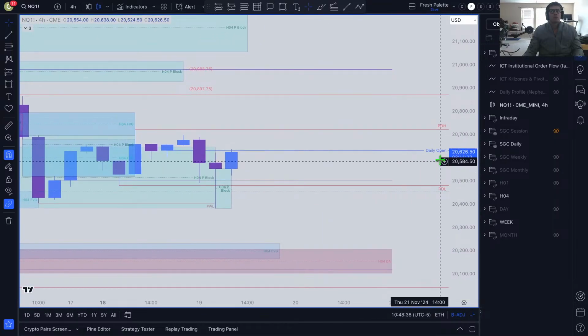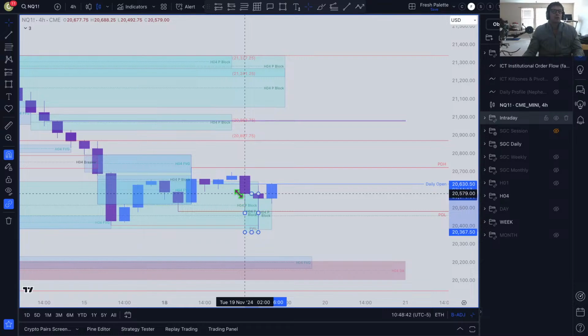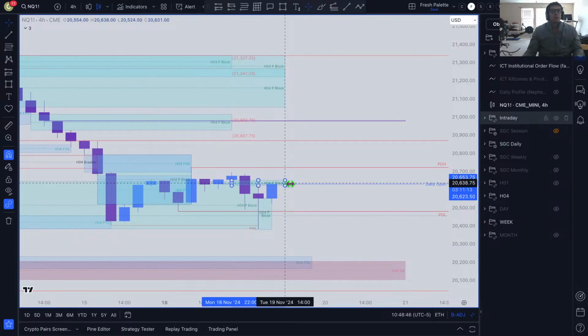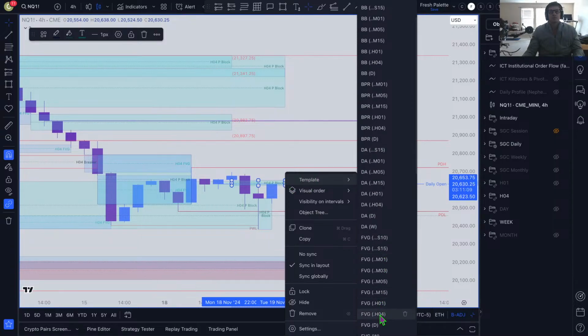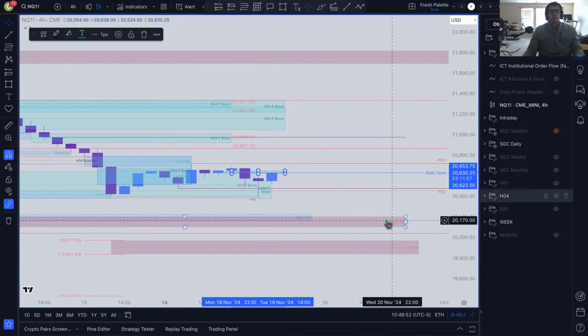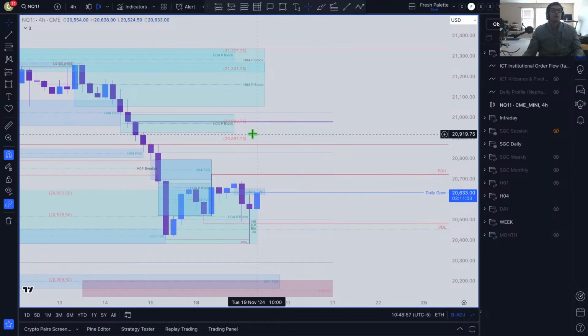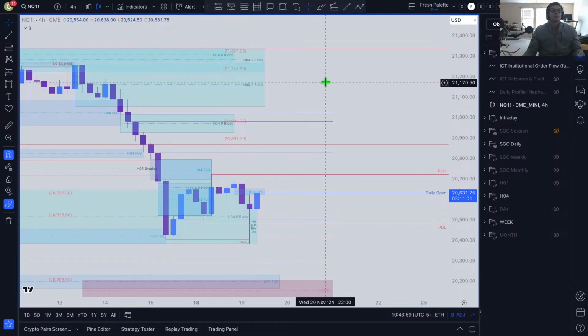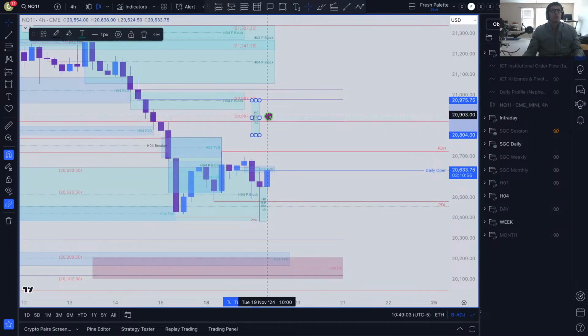Right, so my presumption at this point, especially if we invert this 4-hour here, is that we've created that bull impulse for the continuation. That's where I would go with this. And that almost brings us up to all-time highs again.